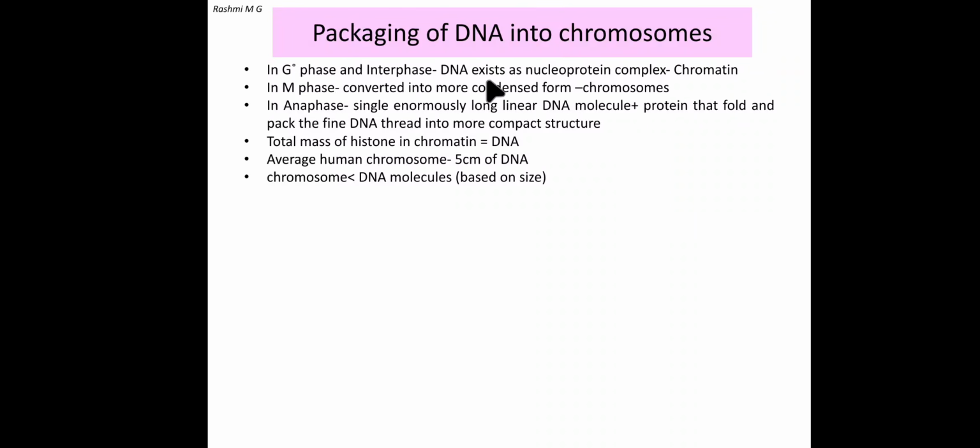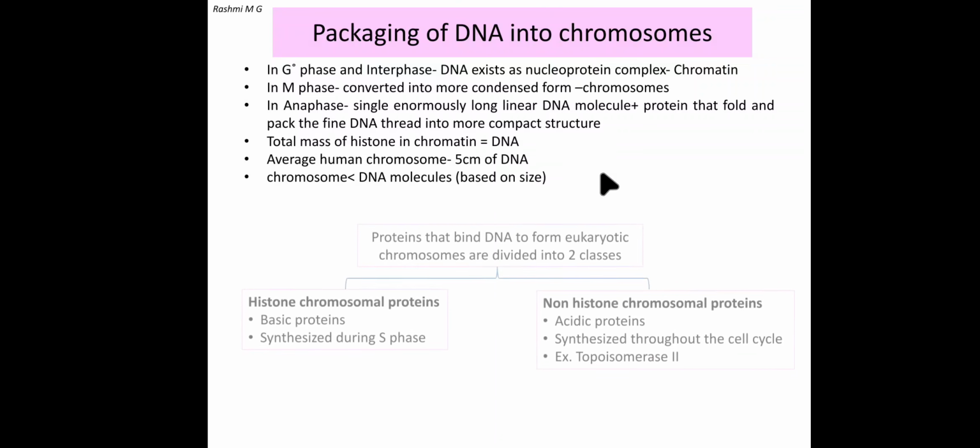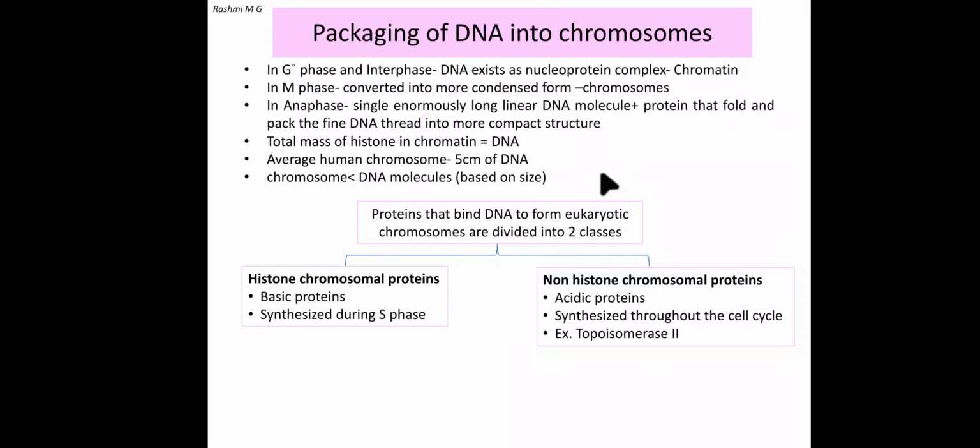In G0 phase and interphase, DNA exists as a nucleoprotein complex, that is chromatin. In M phase, it is converted into a more condensed form, that is chromosome. In anaphase, a single enormously long linear DNA molecule plus protein fold and pack the fine DNA thread into a more compact structure. The proteins which bind to the DNA or chromatin and help in the packaging of DNA are of two types, that is histone chromosomal protein and non-histone chromosomal protein.